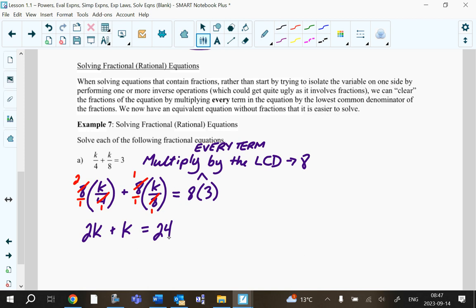No more fractions. Now it's like the ones we've been doing. Well, we can make the right-hand side a little bit easier by collecting like terms. And what will k equal here? 8. Good.